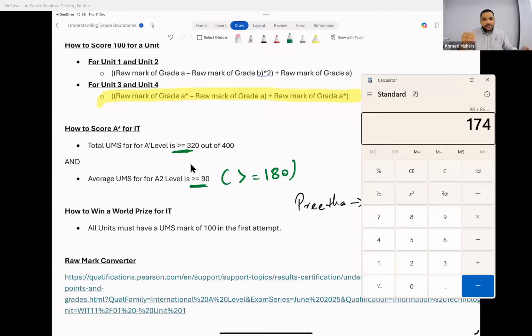It seems like this year from our A2 batch, getting a world prize doesn't seem possible, but getting A stars and getting hundreds for your units seems to be very much possible. Everyone okay with this? Time and again I'll remind you, but I want you to understand that with a little more effort, you can do it. What's the effort you can do?